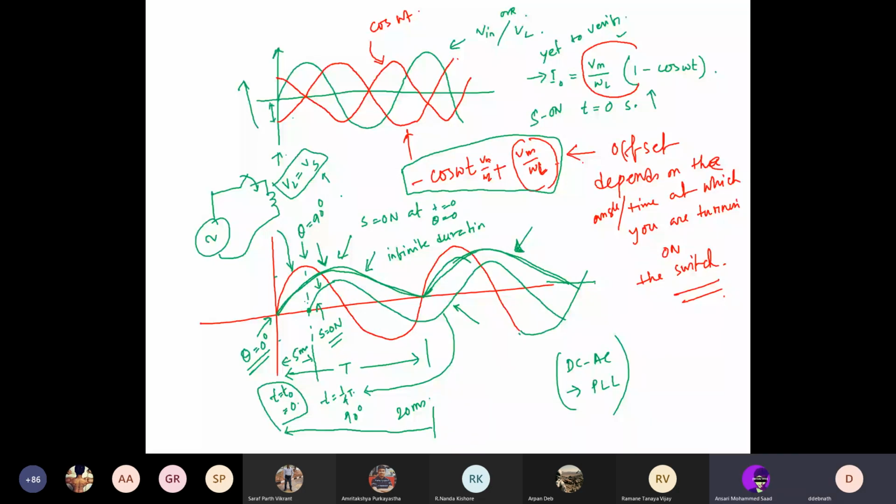Sir, for example, if the switch is turned on at T by 4, the whole waveform will be under the x-axis, right? Yeah, just now, interestingly, try to turn on at this instant. What will happen? It will become entirely negative, right? It will never see a positive value. Those who did not understand physically, I am only telling. This one, right? Yes, sir.